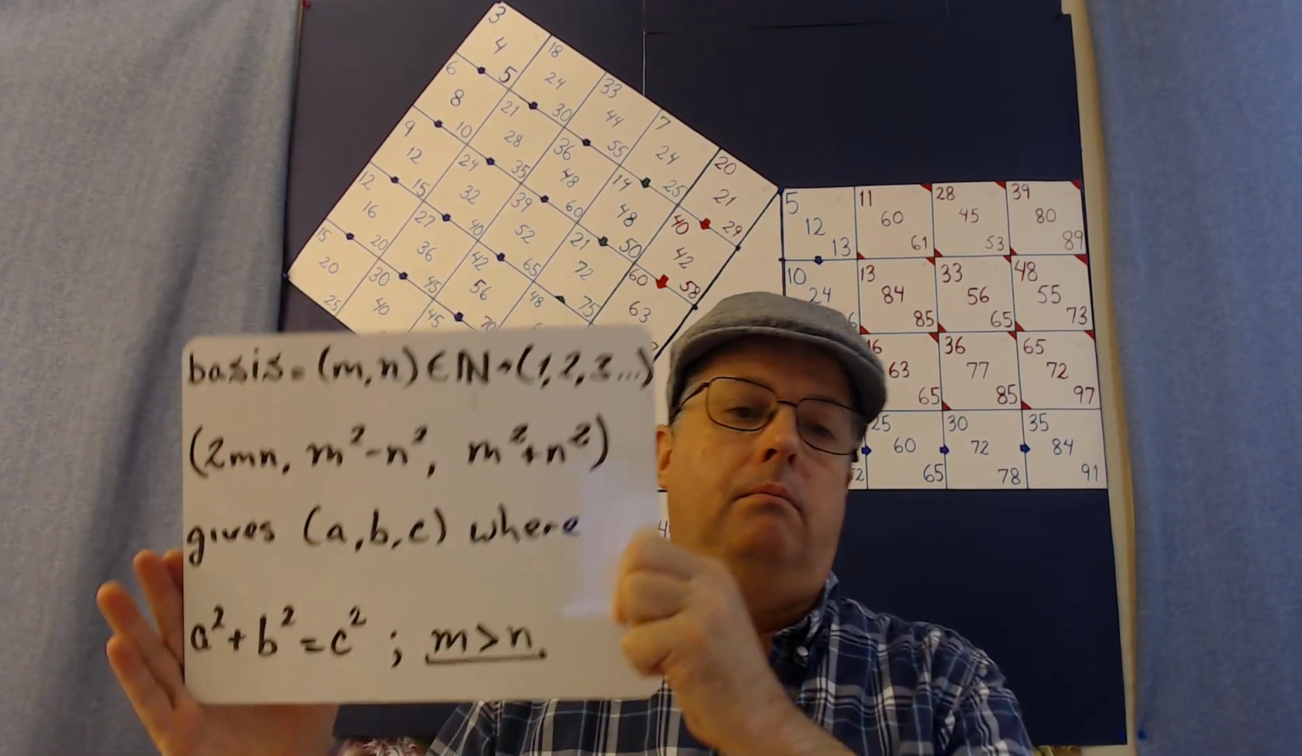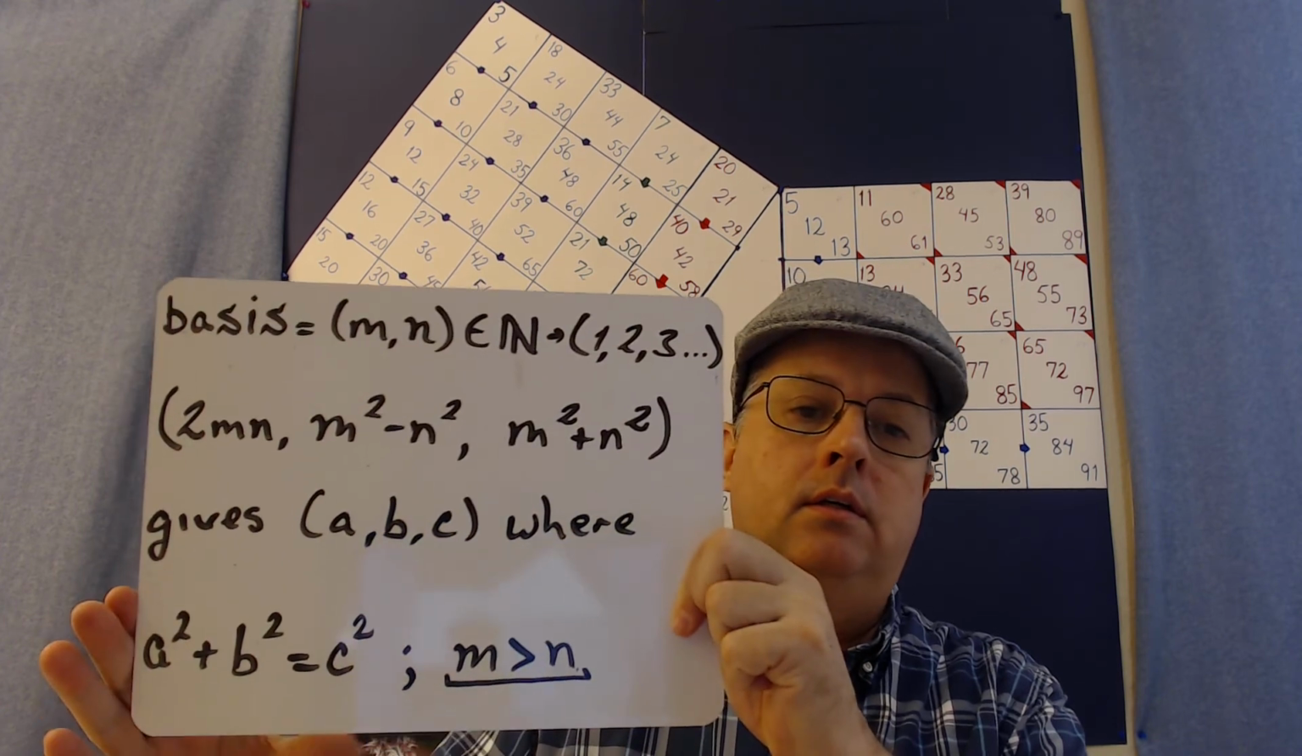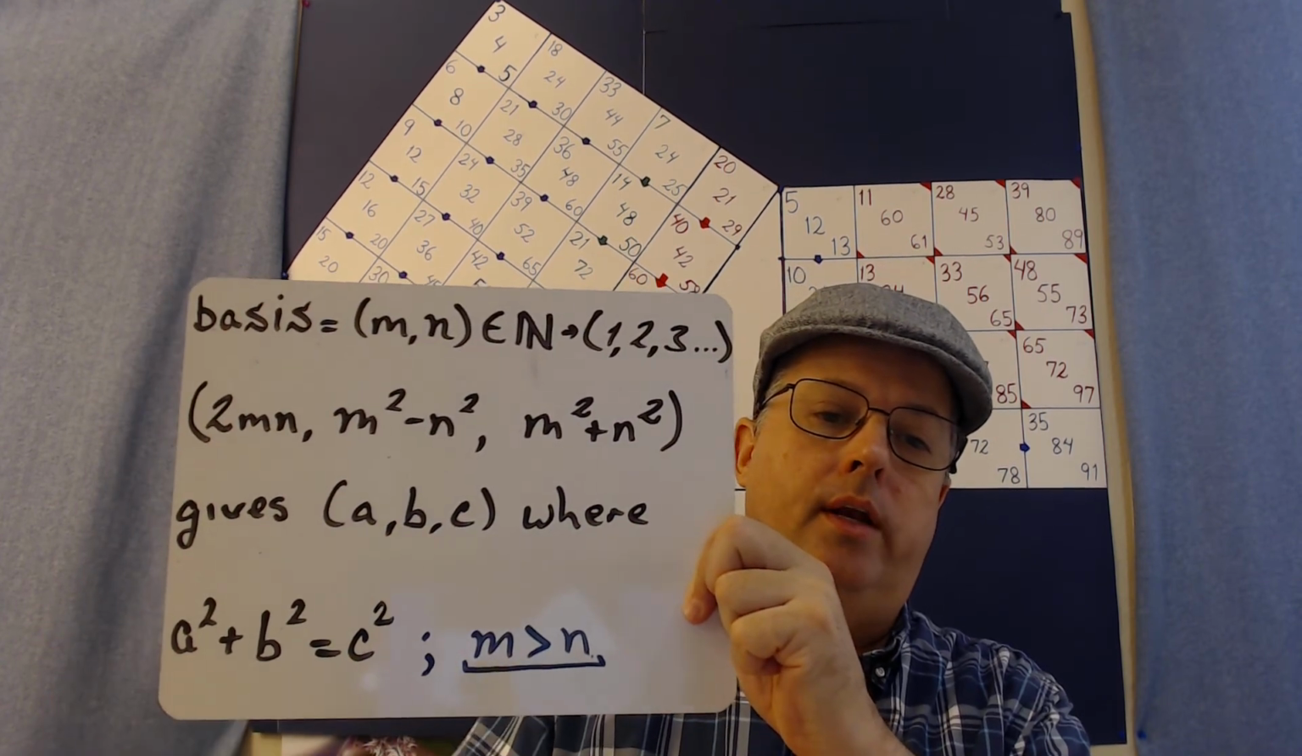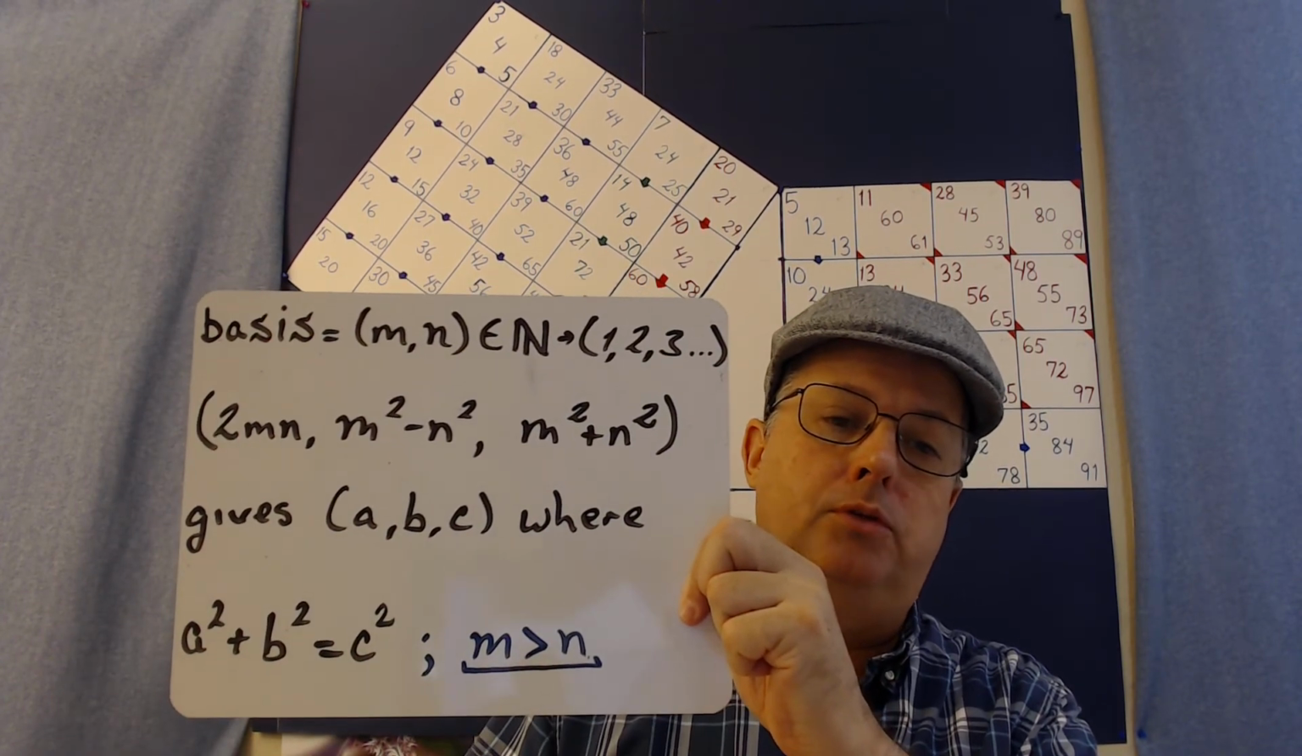Okay, so let's cut that off here, and in the next video we're going to look at the expansion of this Pythagorean triple generator here to show that it is a solution for a squared plus b squared equals c squared.